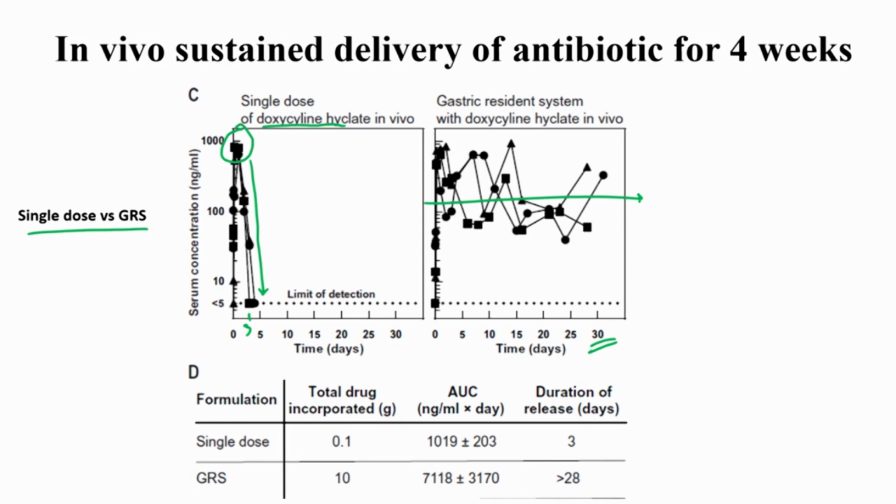And again this is just showing the formulation. In this case the total drug that was incorporated was 0.1 gram, in this case it is 10 gram, and you get quite a high AUC as well as duration compared to just the free drug alone. So, not only are you able to deliver a lot more drug, almost 100 times the drug in a single go, it is also sustained for quite a bit of time.